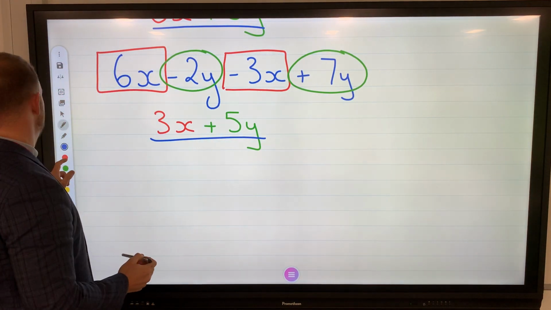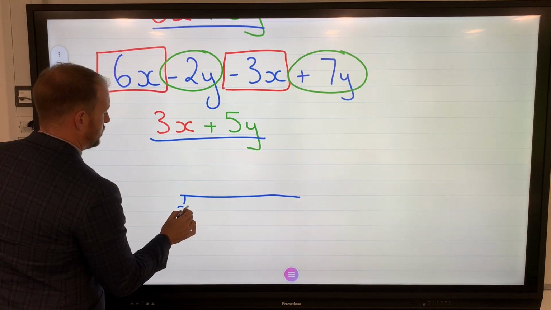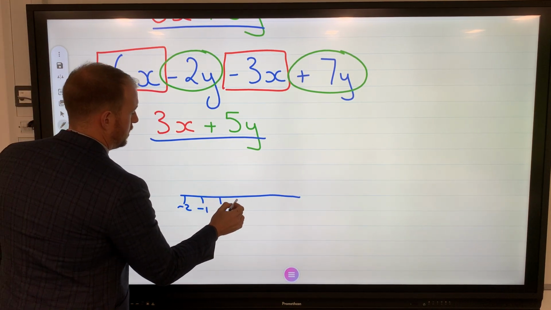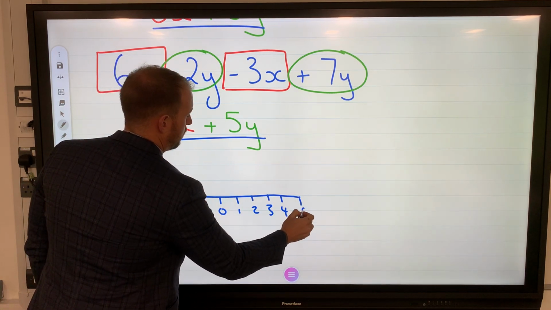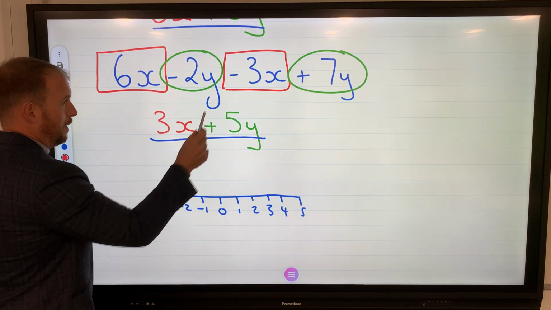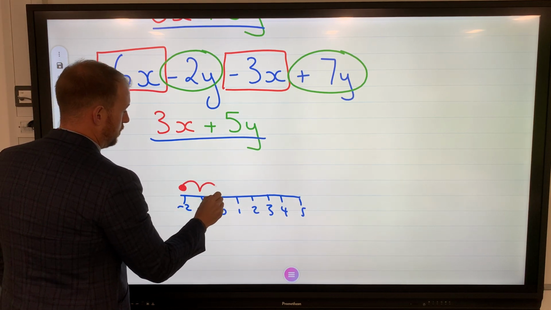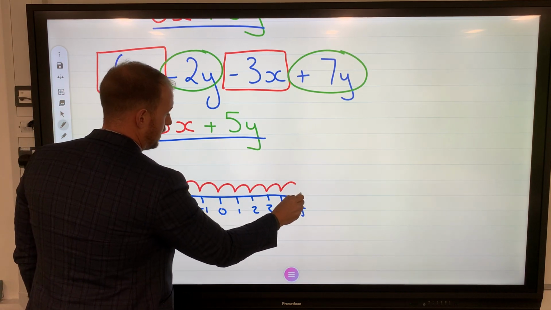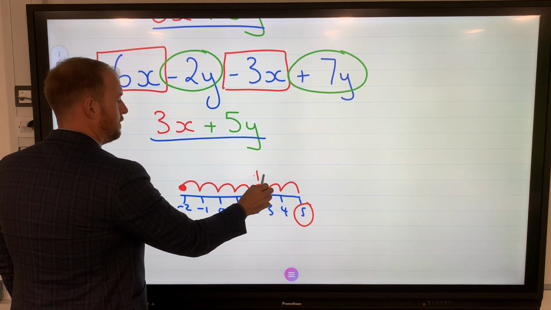There is no shame in drawing a number line having minus 2, minus 1, 0, 1, 2, 3, 4, 5. Thinking, oh, I'm on minus 2. Oh, add, so it's getting bigger, getting warmer. Add 7, 1, 2, 3, 4, 5, 6, 7. So it's going to be 5. You'll see then, it's positive 5.